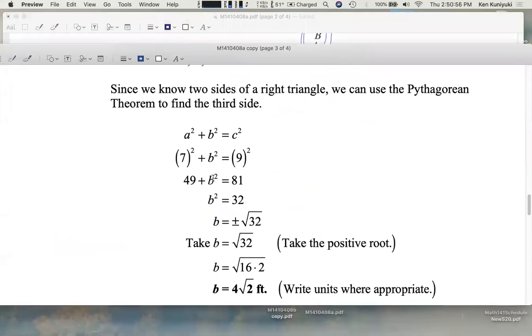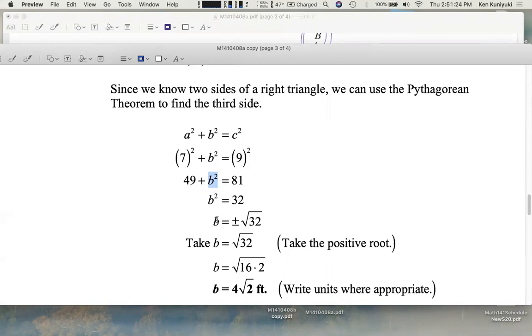And now, bear in mind, the b squared is buried in there. Don't engage in wishful thinking and isolate b squared immediately. You'll probably make a mistake that way. The b squared is buried in there. Let's isolate the b squared. We do that by subtracting the 49 from both sides. Remember, 7 squared is 49, and 9 squared is 81. 49 plus b squared equals 81.